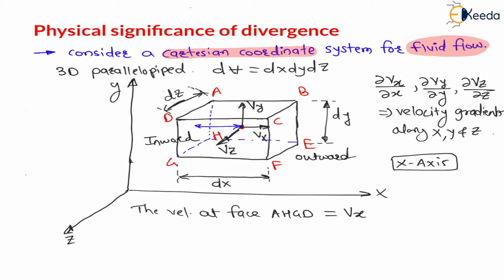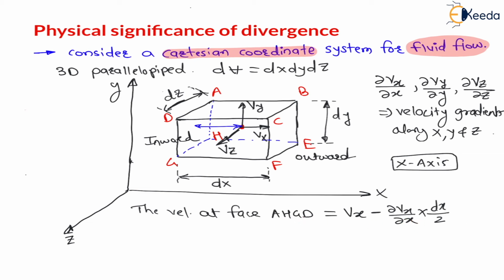Therefore, I have to write here minus, we are going back, minus the rate of change, which is ∂vx/∂x. By this much rate the velocity is changing, and if I multiply this rate with the distance I will get the total change. Therefore, into distance dx/2, right? This will be the velocity at phase AHGD, right, along the x direction.